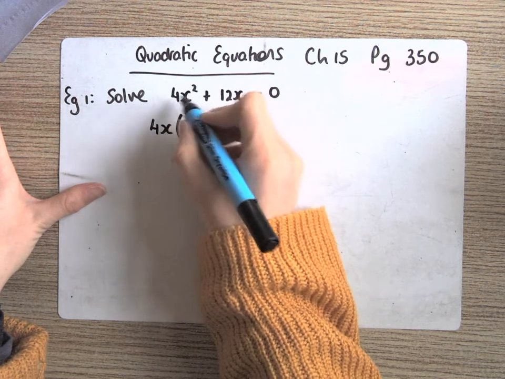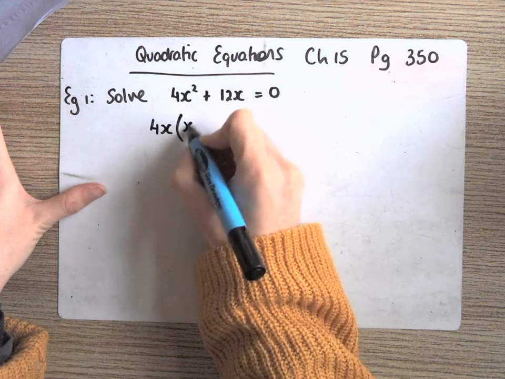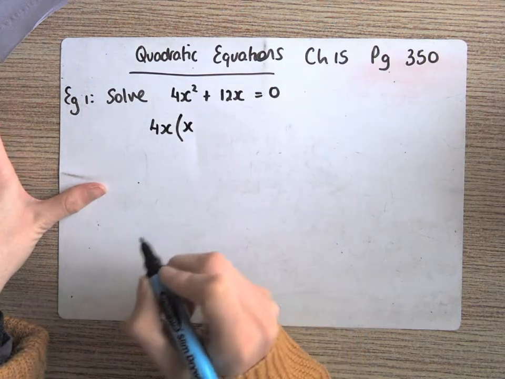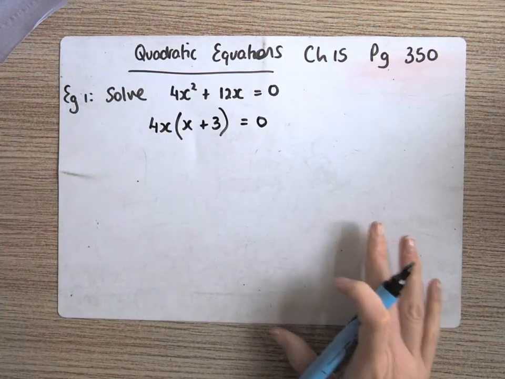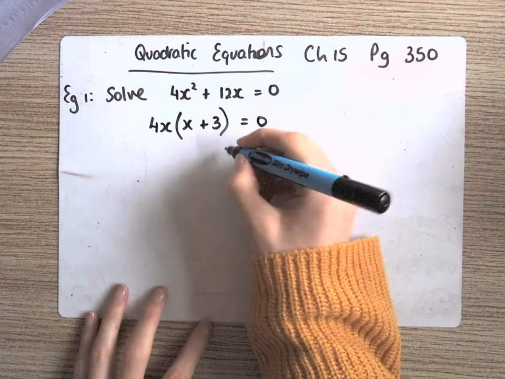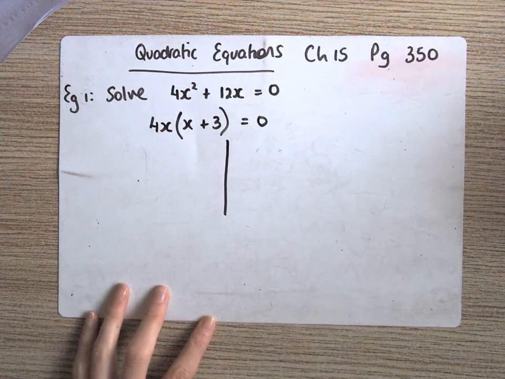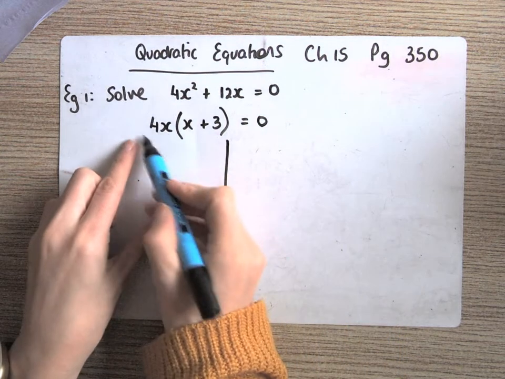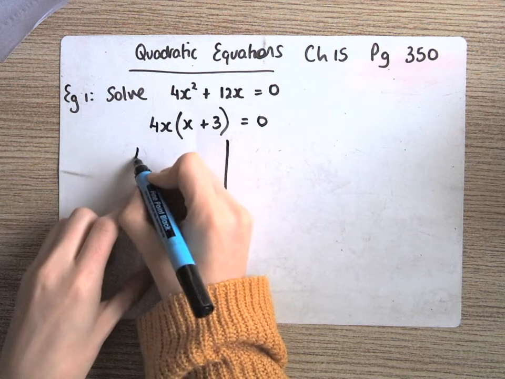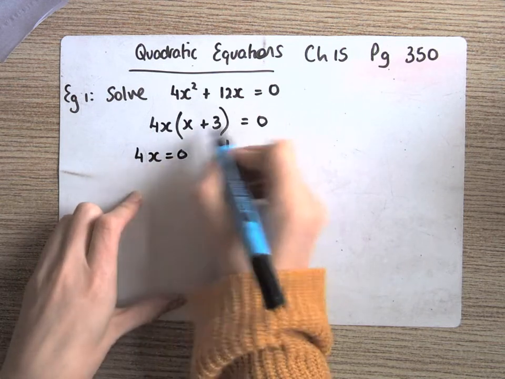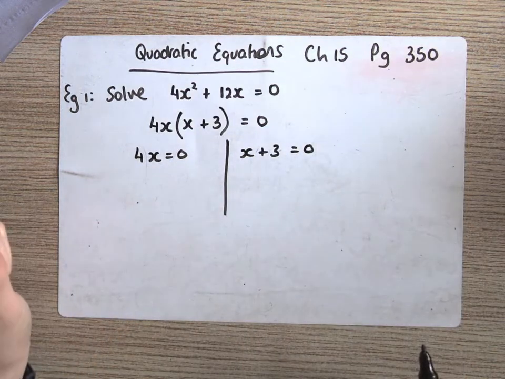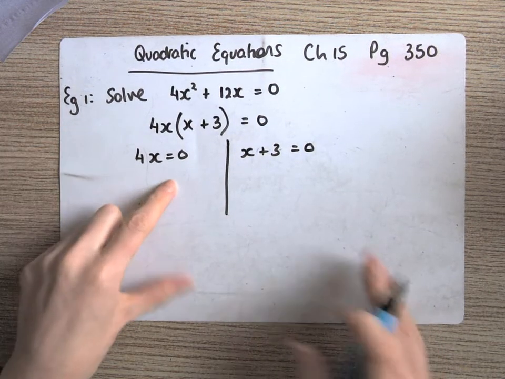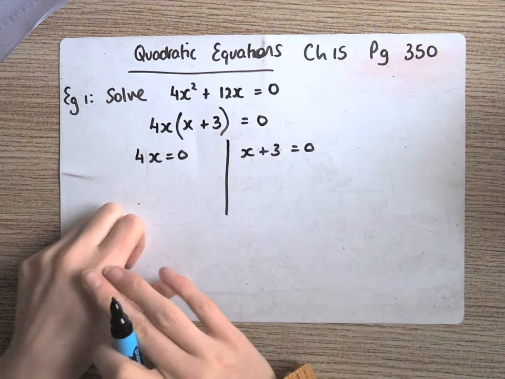4x by what gives me 4x squared? 4x by what gives me 12x? And then all you do is equal 0. From here, this is the new part. Split your page. You put the thing on the left equal to 0, and you put the thing on the right equal to 0. So 4x equals 0 and x plus 3 equals 0.